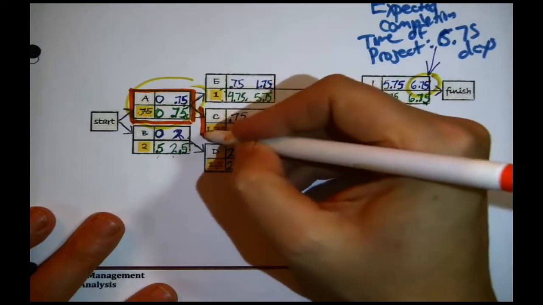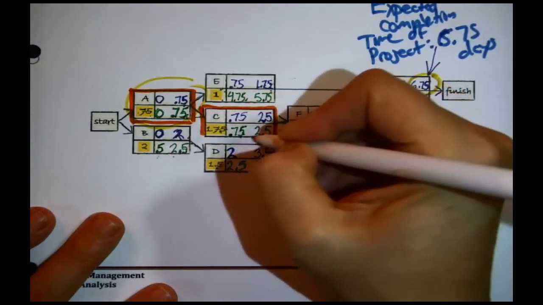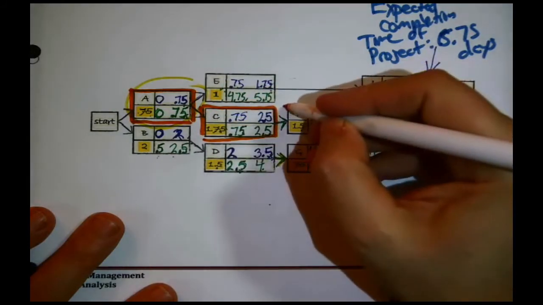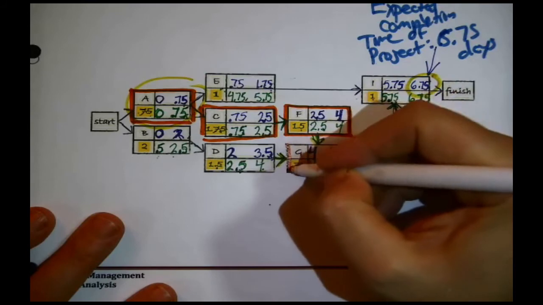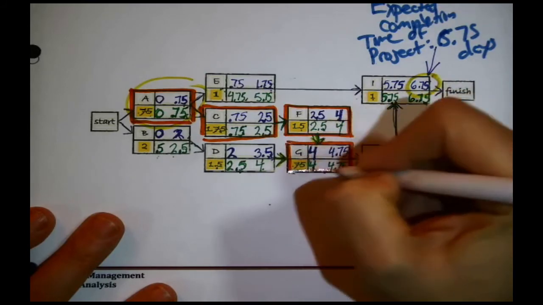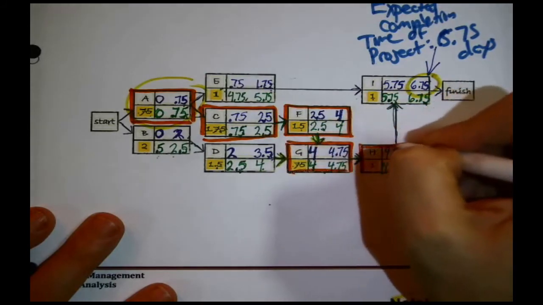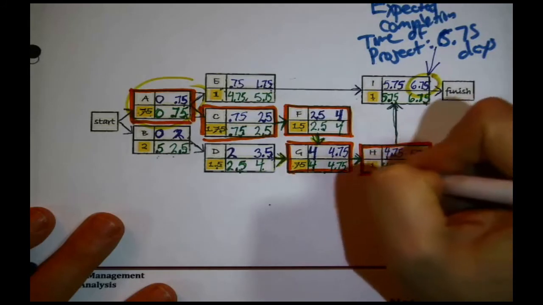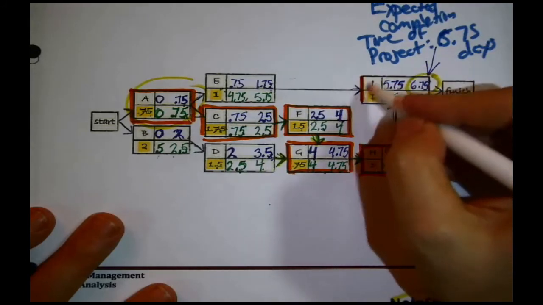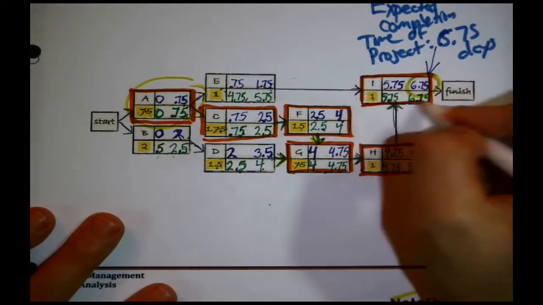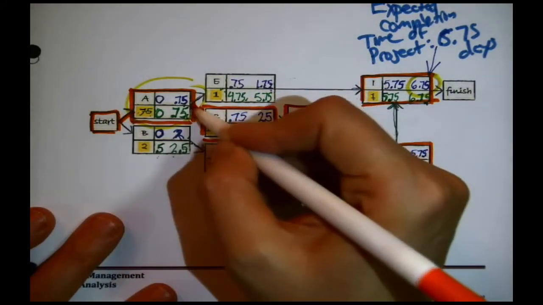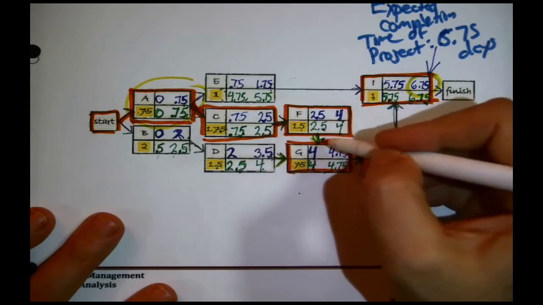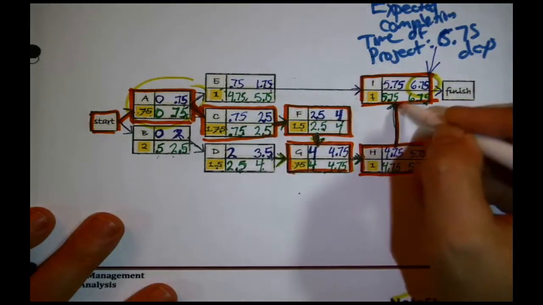See how they match there? And then for C, they match. And then where else do they match? They match for F. And then they match for G. And then they match for H. And then they match for I. And I checked that this is indeed a path. There's the start. You can get to A. Yes, then you could get to C. Then you could get to F, to G, to H, to I. And that is attached to the finish.